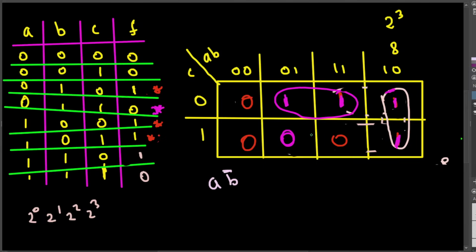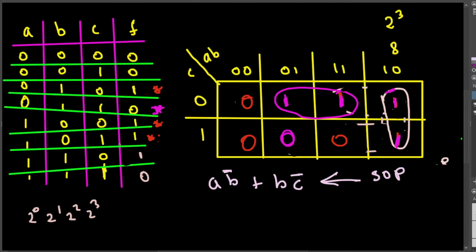Now let's look at this one. Here we have A changing. A is 0 and 1 right here, so it's going to be eliminated. B is not changing, so it's going to be there. And C is not changing and C is 0, so we have to complement. And that is a simpler expression for sum of products. Right, this is way simpler.